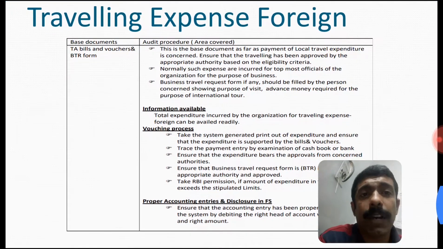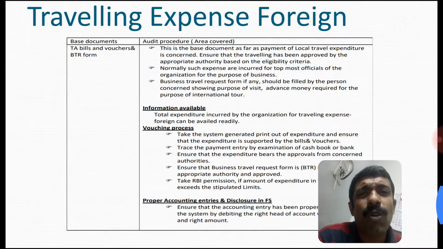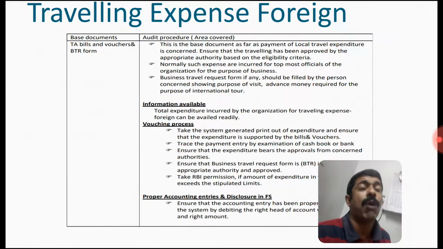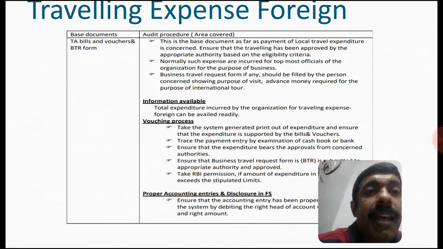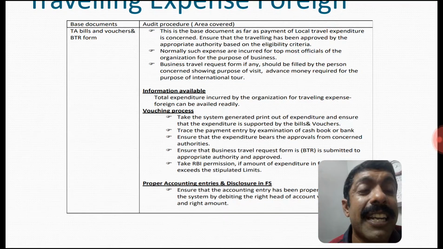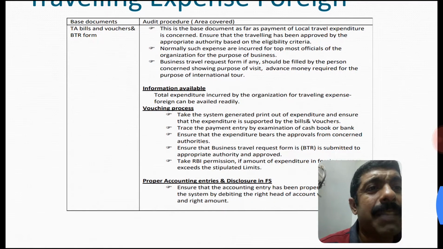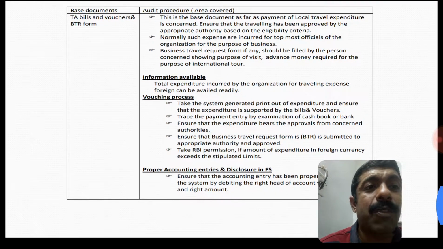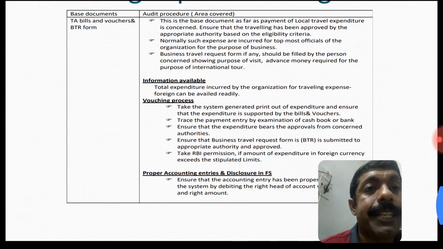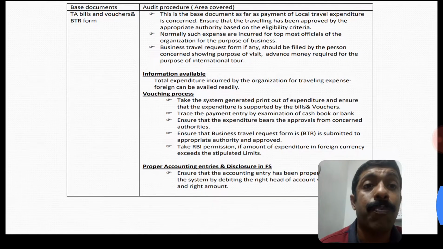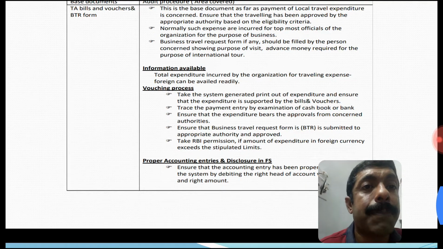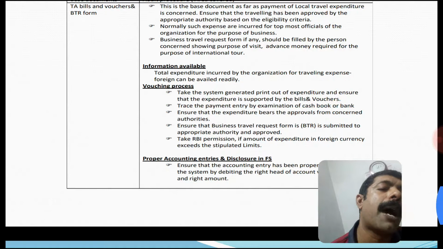Traveling expense foreign. What are the documents to be checked? The travel bills and vouchers, BTR forms. This is the main document. The wording is also the same as far as the traveling expenditure foreign is concerned. Ensure that the traveling expense has been approved by the appropriate authority based on eligibility criteria. Normally such expenses are incurred for the topmost officials of the organization for the purposes of business. A business travel request form, if any, should be filed by the person concerned showing the purposes of the journey.